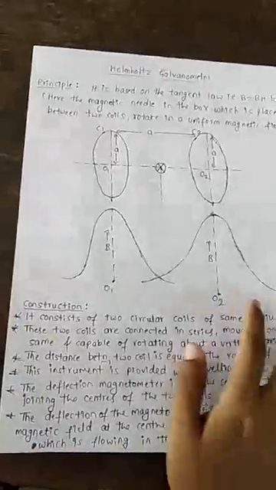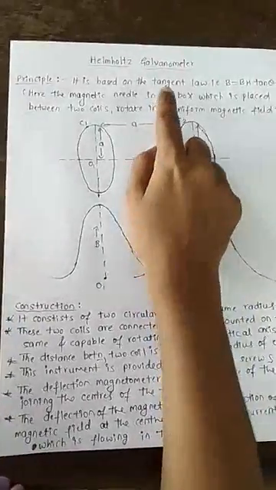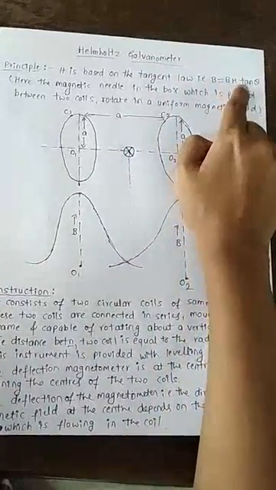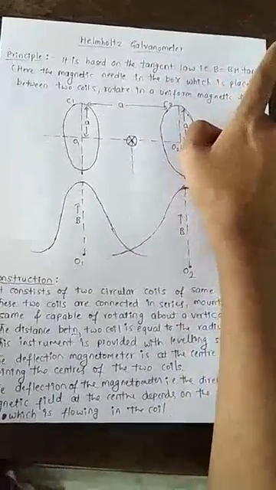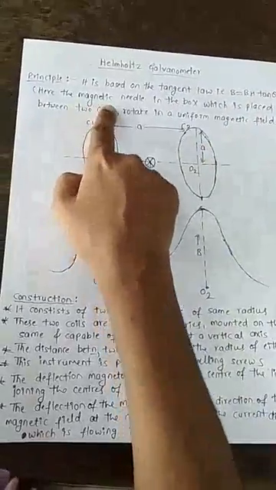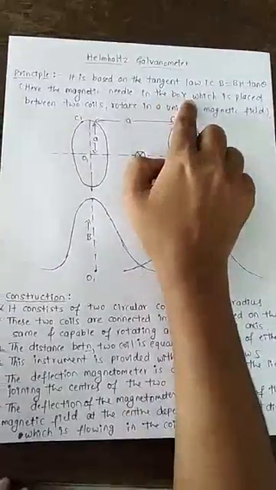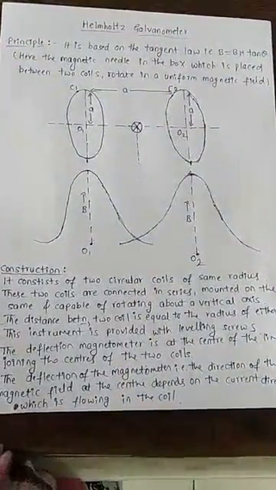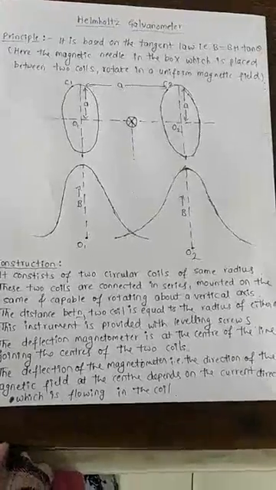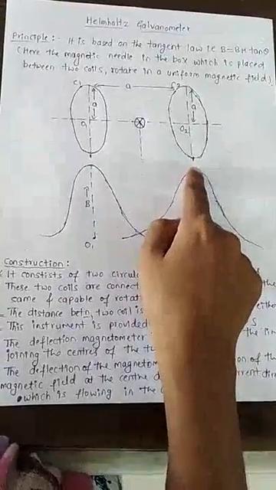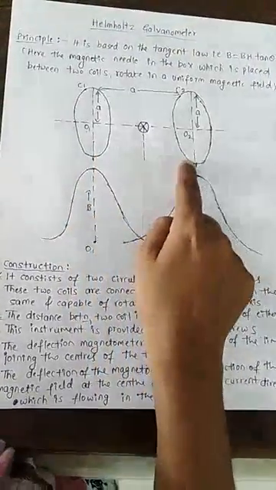And as I said, the Helmholtz galvanometer is based on the tangent law. Tangent law is nothing but B is equal to BH upon tan theta, or you can say tan theta is equal to B divided by BH. Here the magnetic needle in the box, which is placed between the two coils, rotates in a uniform magnetic field. That picture will be shown like this in the book, and in the exam also we will show it like this.